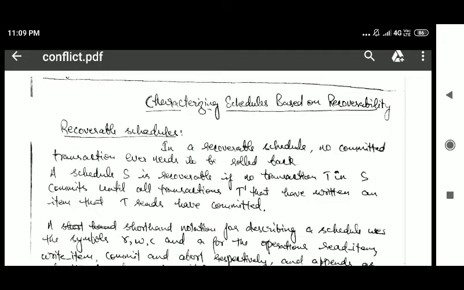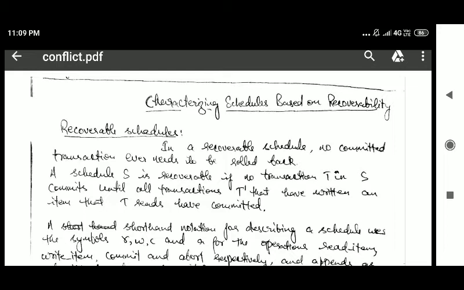Hello friends, welcome back. In this tutorial we will study characterizing schedules based on recoverability. When we characterize schedules based on recoverability, we get different types of schedules. One of them is recoverable schedules. In a recoverable schedule, no committed transaction ever needs to be rolled back. Once a transaction has been committed, that transaction never needs to be rolled back.